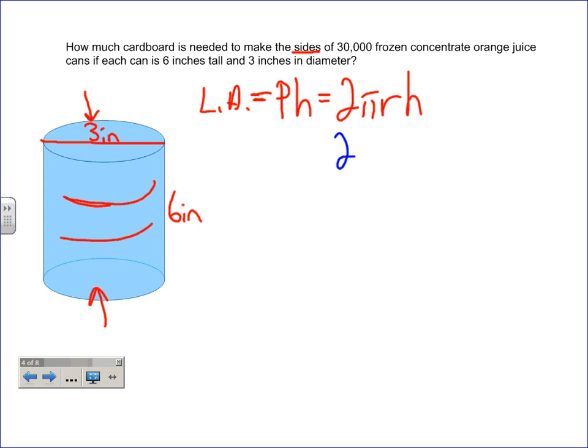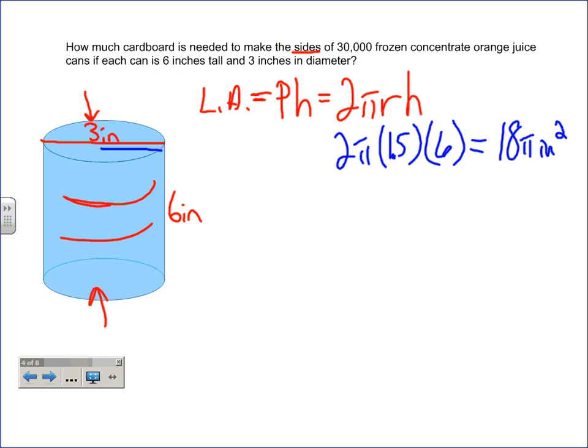We've got 2 times pi. What is the radius? Again, this is going to be the radius of the base, which happens to be 1.5. Very good. If somebody used 3 in there for radius, you're probably going to get a very wrong answer, because radius is just partway across, which would be 1.5. And then times the height of the cylinder, which is 6. Basically, if you do all that work, you get 18 pi square inches.